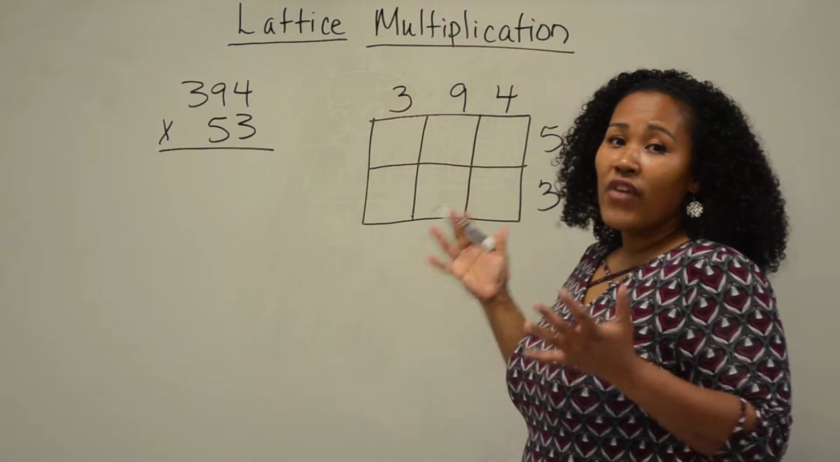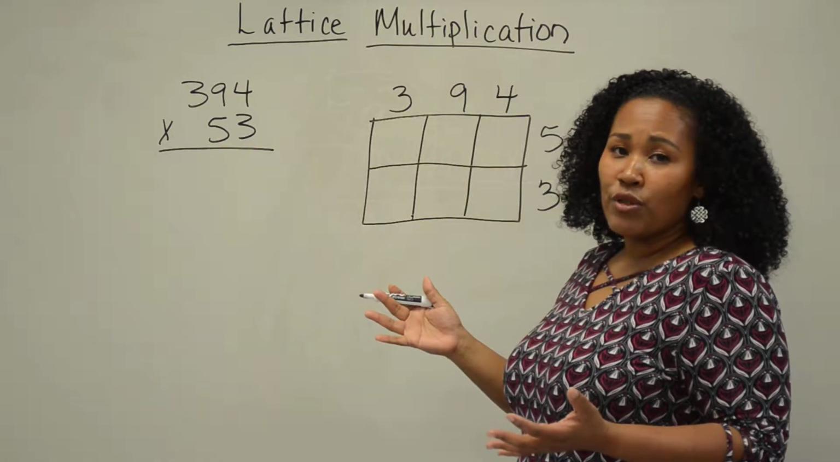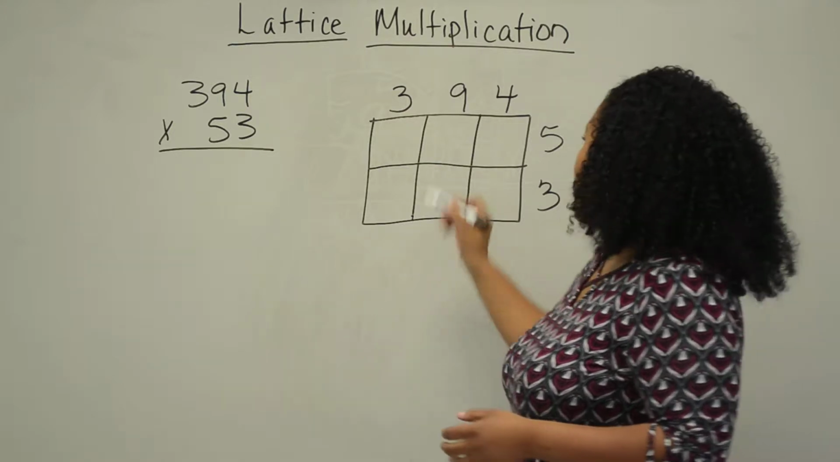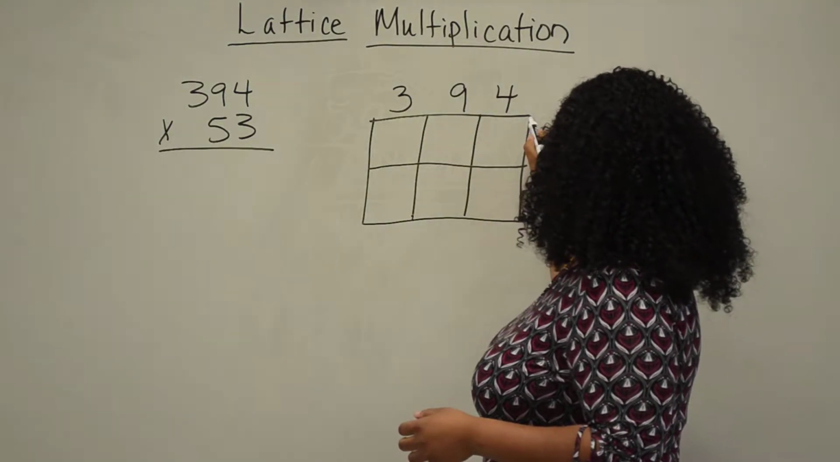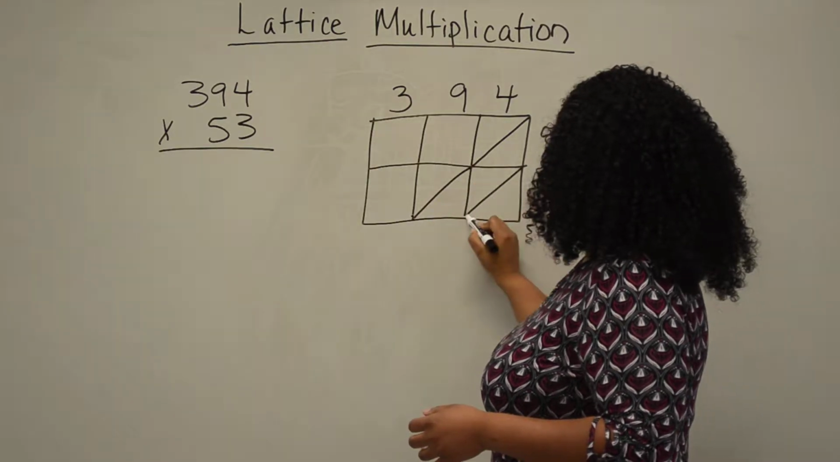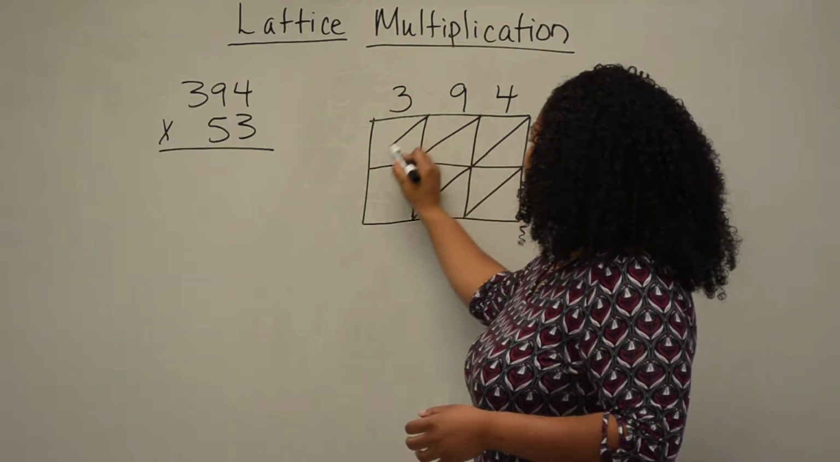So remember, it's very important that when you're doing lattice multiplication, you make sure that your window panes all go in the same direction. So you need to start from the top right corner and go all the way down to the left for every single window.